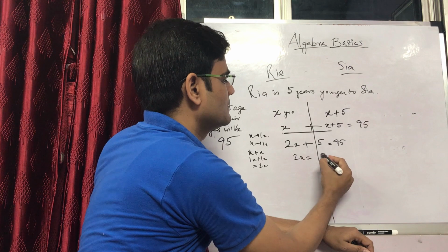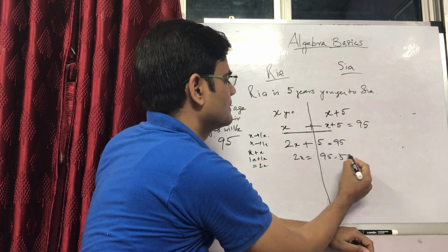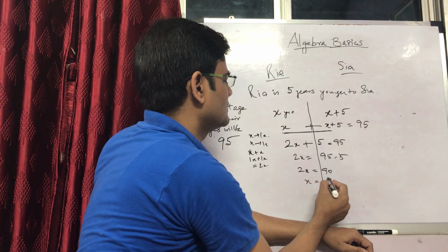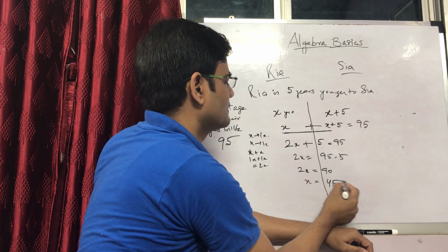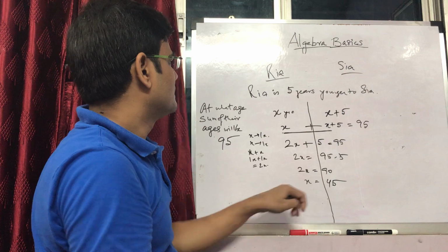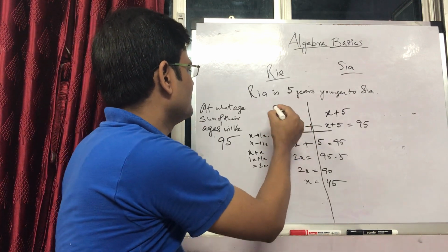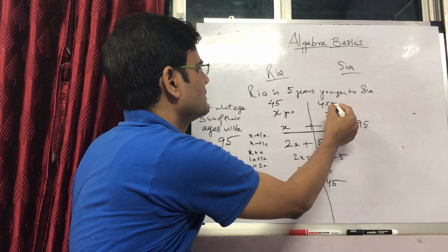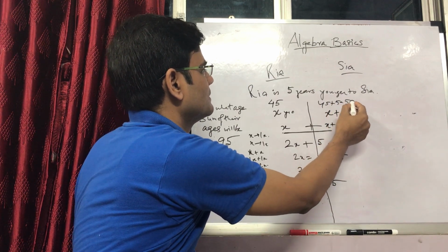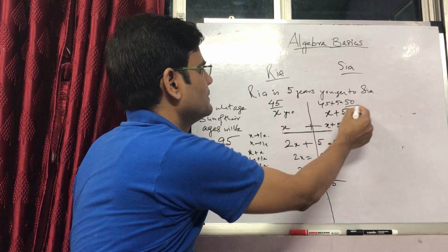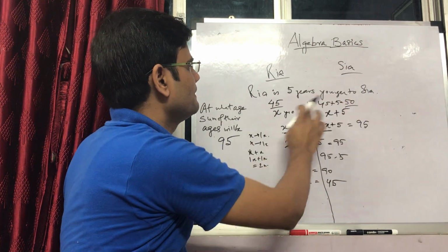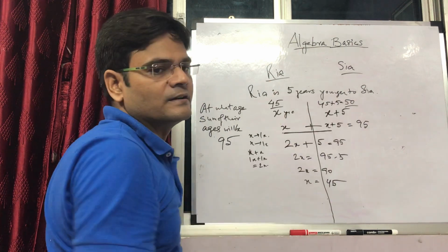2x and 5 goes on that side. I'm not writing everything, but still let me write it. 2x equal to 90. X is equal to 90 by 2, that is 45. So this is 45 and this is 45 plus 5, that is 50. So see, 45, 50, 5 years younger. Ria is 5 years younger than Sia. Their summation is 50 plus 45, 95.